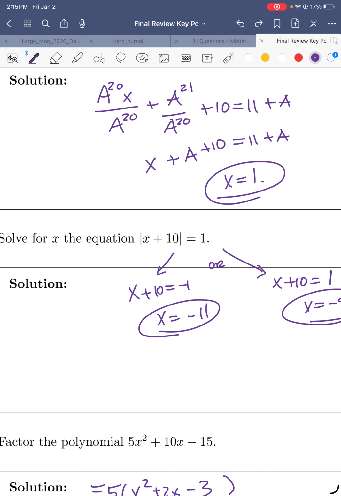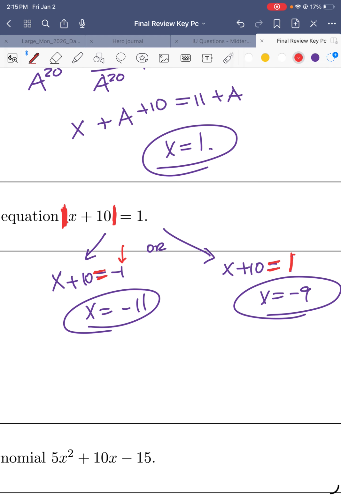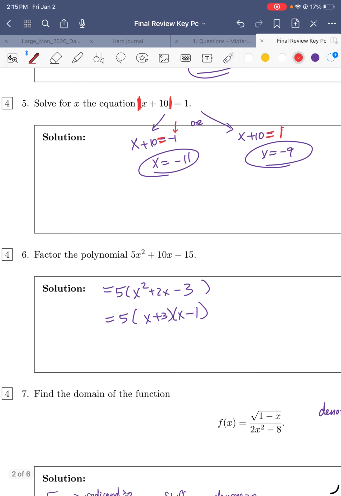How do you solve the absolute value of stuff is equal to 1? Well, the only way that your size can be 1 is if you were -1 or you were 1, because that's what absolute value is. It's just size. So you get -1 or -9.